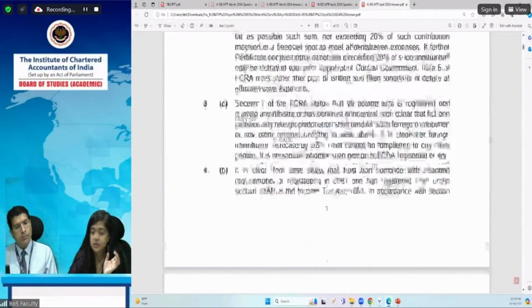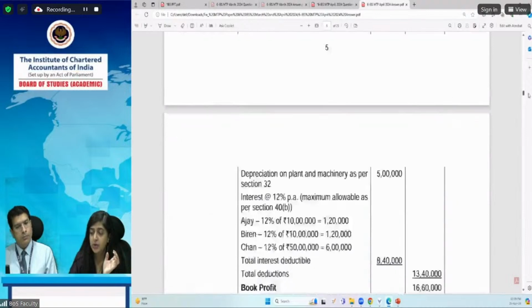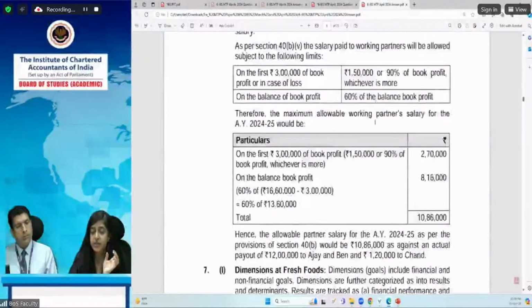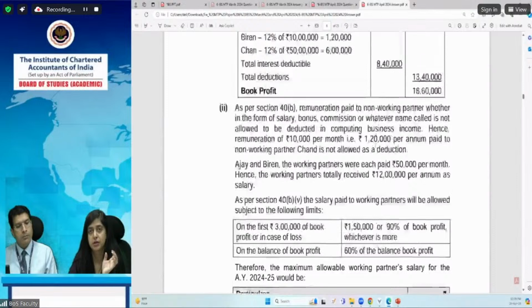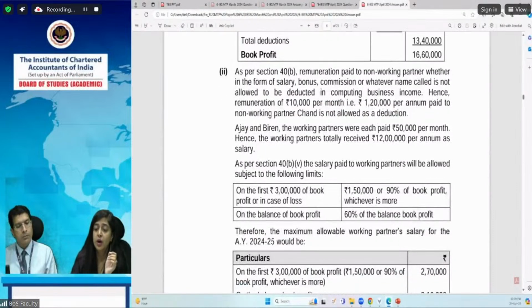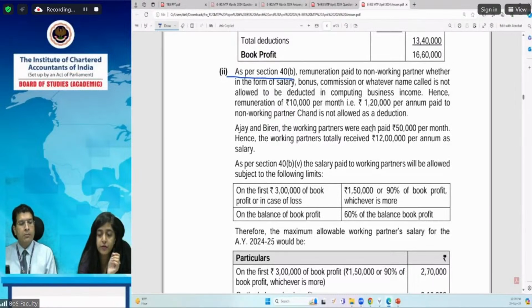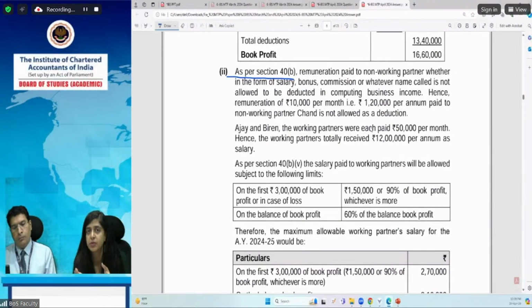Now let us look at the answer, because it is very necessary to see the presentation part, how to present your answer for the descriptive portion. You have to write the provision as per section 40B, because since it's an open book examination, you have your study material, your Bare Act, your rules. So it is advised to mention the section number. If the section number is not in your material, or you don't remember it, then don't write a wrong section number.